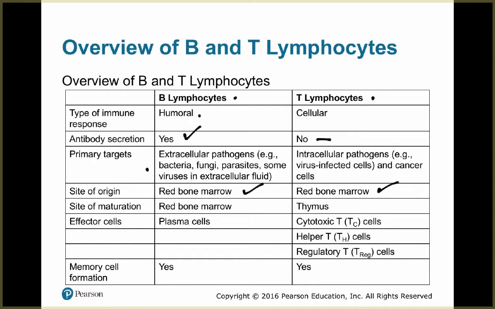The site of origin is the same for both, but the B matures in the red bone marrow, whereas the T matures in the thymus. The effector cells, the fighter cells, for the B lymphocytes are called plasma cells. For the T lymphocytes, there's cytotoxic T cells, helper T cells, and regulatory T cells that are all part of the effector cells. Both do have memory cell formation.